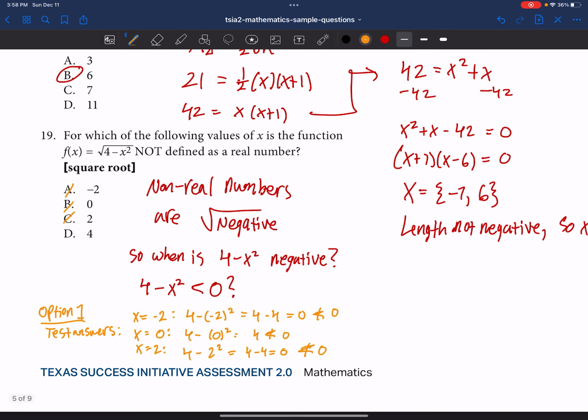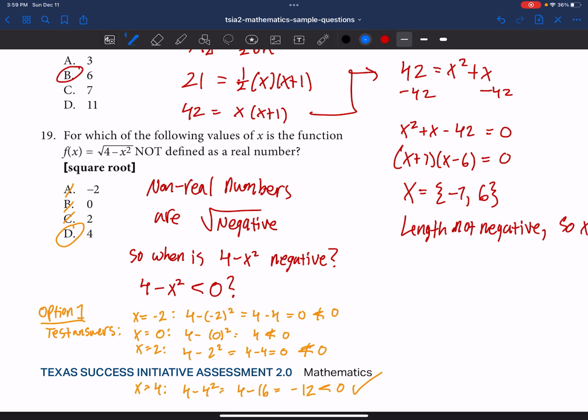So it's not answer choice C. So then it must be x equals 4, which is 4 minus 4 squared. That's 4 minus 16. That's -12, which is less than 0. Check. So it is D.